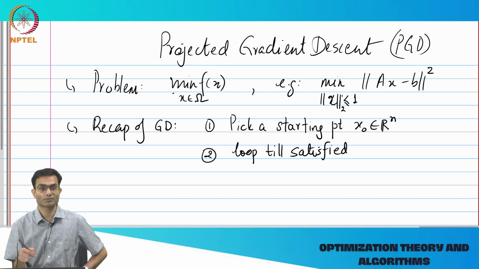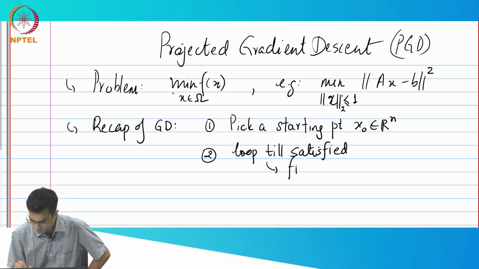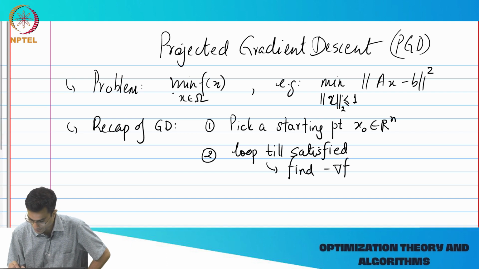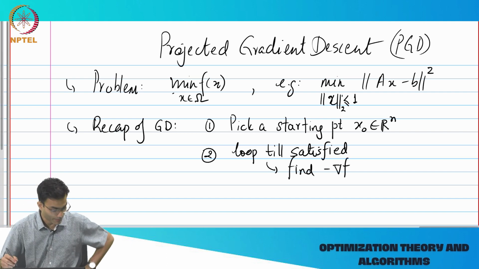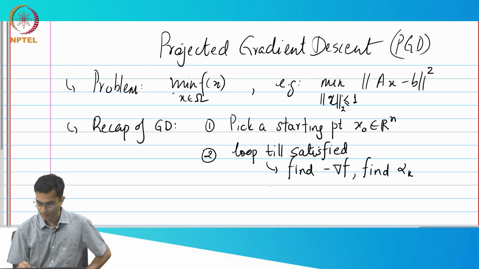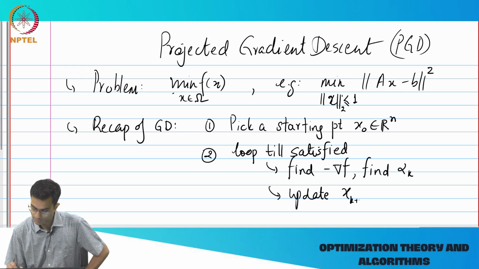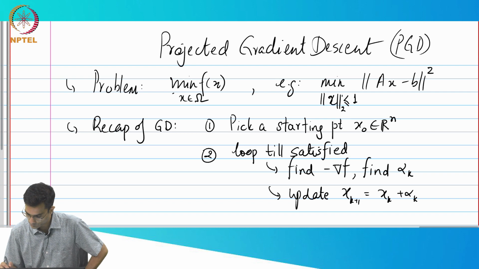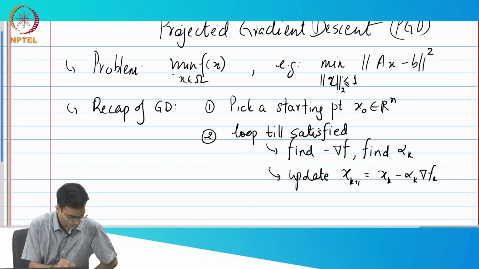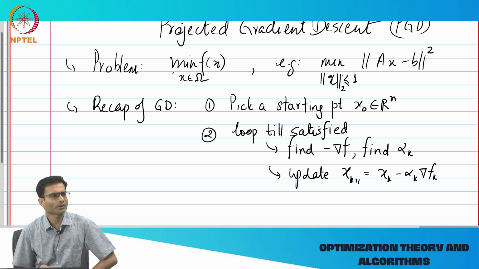Okay, so I'm writing it like this. Please don't write this way in the exam. Loop till satisfied. So find minus grad f. I need to find that, the negative gradient. Find alpha k. I've got these, and then I update: x k plus 1 is equal to x k plus alpha k, let's write this as minus, alpha k grad f k. That's basically it, right? That was all that gradient descent was.